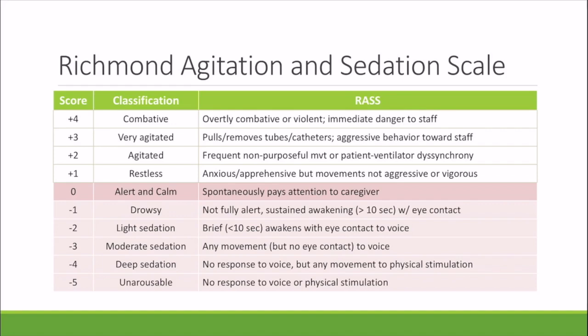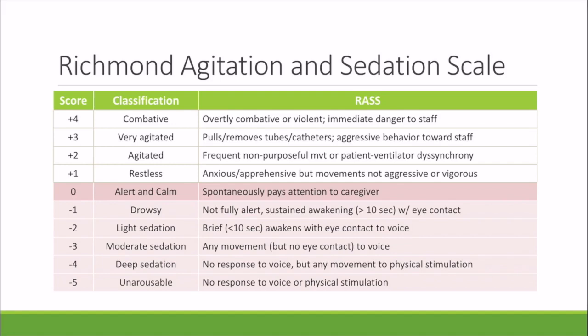The more sedated you are, you get a negative number. So a -3 is moderate sedation. They move to voice command, but they're not making eye contact with you. And then -5 would be unarousable. On the other end of that scale, if the patient is alert and awake, but in any kind of an agitated state, they would get a positive number.